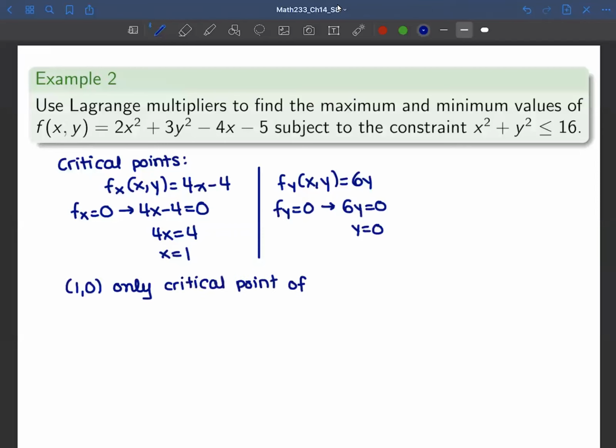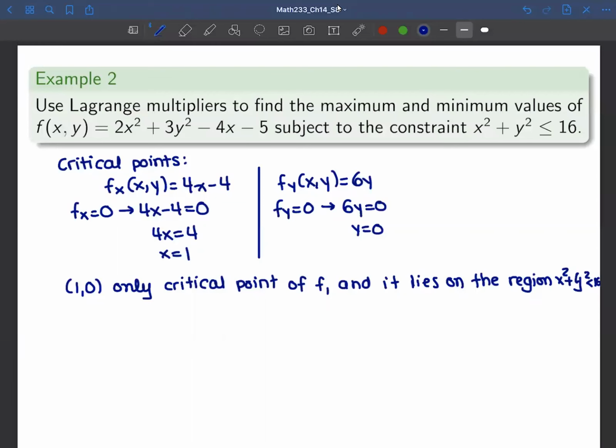Of the function f, and it lies on the region x² + y² is less than 16. So it lies in that region.